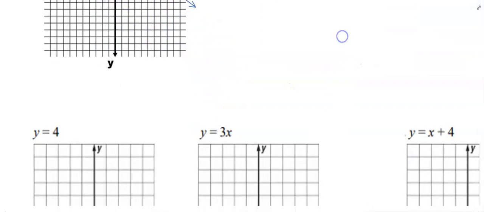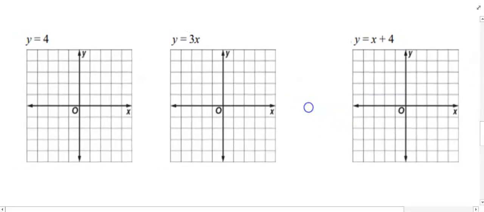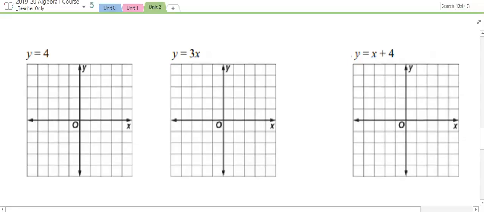All right, let's take a look at a few practice problems. Y equals 4. If you recall from our notes from 11.5, that only has a y, it does not have an x. X can be anything. Can be any number. So I'm going to go where y equals 4, and I'm going to put a horizontal line.